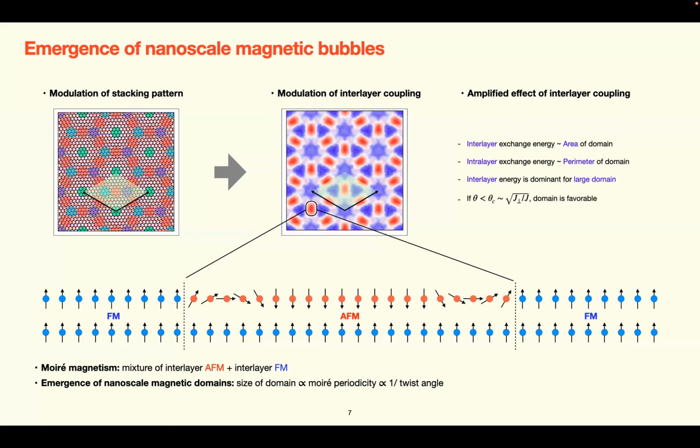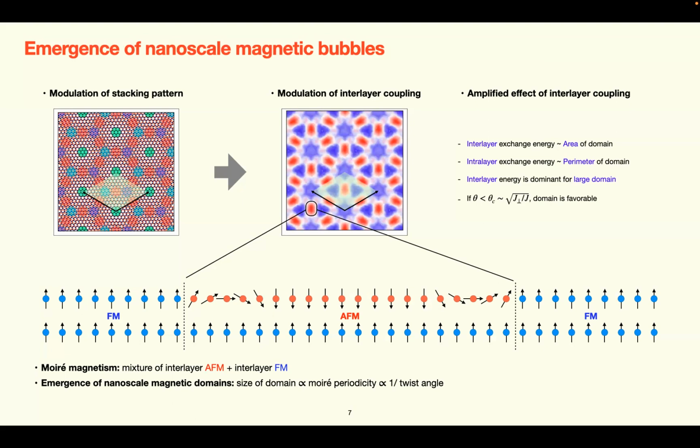If you're familiar with van der Waals materials, you may think that interlayer coupling would be much weaker than intralayer coupling, so maybe this detail would not be important, but that is not true, because interlayer coupling can be significantly amplified by controlling the twist angle. The interlayer exchange energy is proportional to the area of the domain. On the other hand, intralayer energy is only proportional to the perimeter of the domain. So if the size of the domain grows, then interlayer energy can be much more important than intralayer energy. In this limit, we expect that the magnetic domains are energetically more favorable.